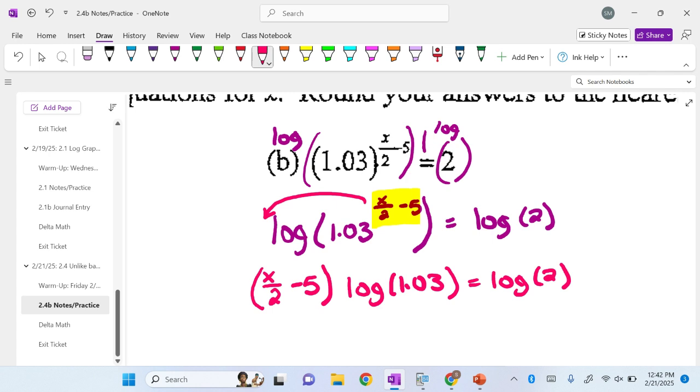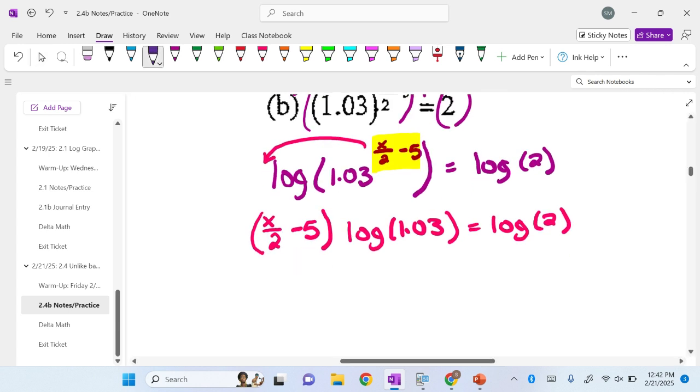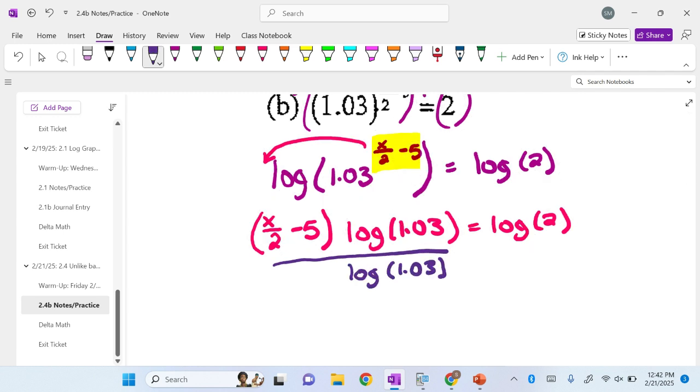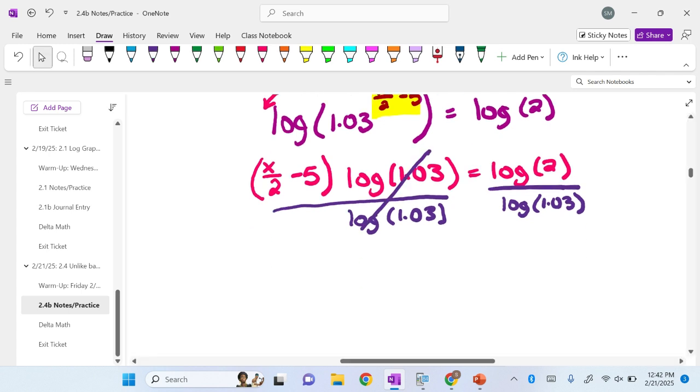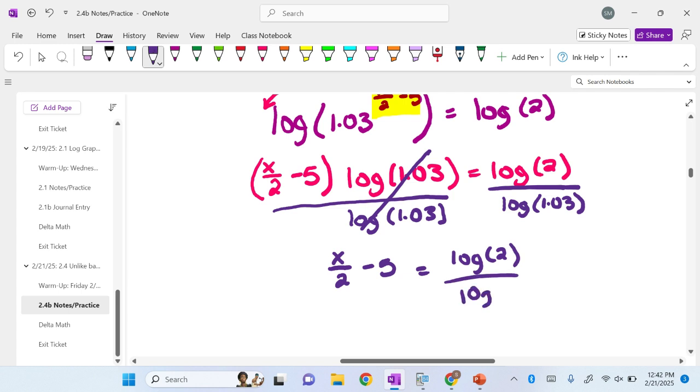What's my next step here? Right, we divide by log. We've got to get rid of that happy marriage. Hey, I guarantee y'all will never forget this lesson. All right, so the log's gone. So we're left with x over 2 minus 5 is equal to log of 2 all over log of 1.03.